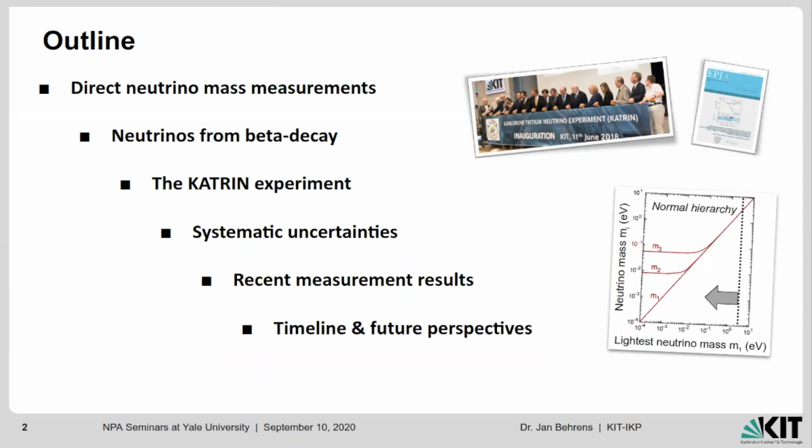In my talk, I will start off with a little bit of motivation, so direct neutrino mass measurements and neutrinos from beta-decay in the way we measure them at KATRIN, and then give you an overview of the KATRIN beamline. And then I will go on a little bit of a detour into some of the major systematics that we are investigating and that are becoming more relevant as we are taking more data.